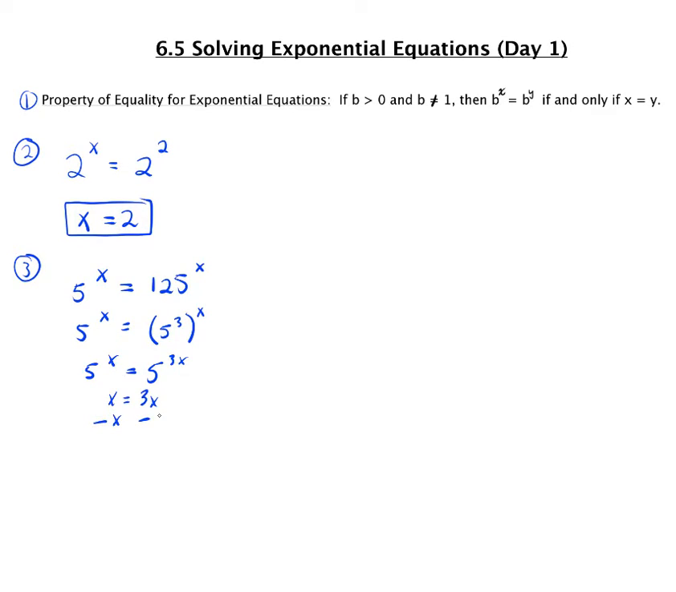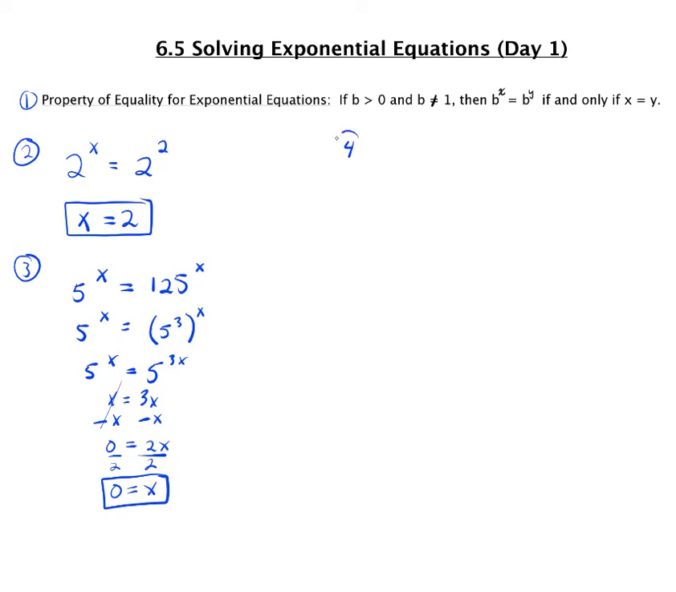So we will subtract x from both sides, which means the left side is equal to 0, the right side is equal to 2x. We divide both sides by 2, so x equals 0 is actually the number that would work to make these equivalent at the beginning of our problem.